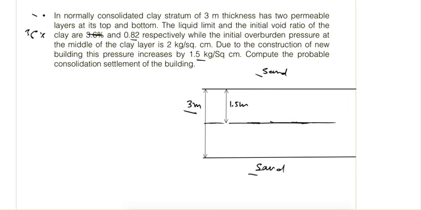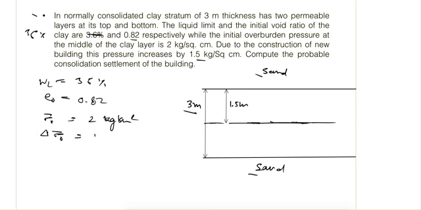So this is the soil strata, and we have been given some data, that is liquid limit is equal to 36%, initial void ratio is 0.82, and sigma naught, that is initial overburden pressure, is 2 kg per centimeter square, and increase in pressure is equal to 1.5 kg per centimeter square.